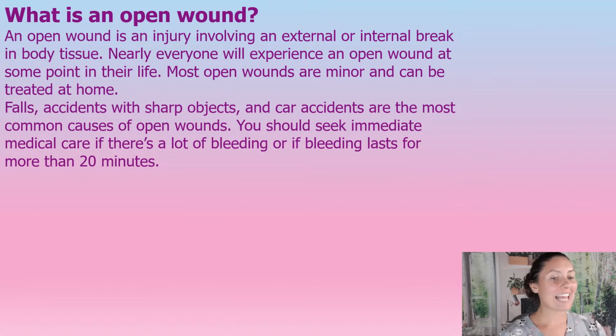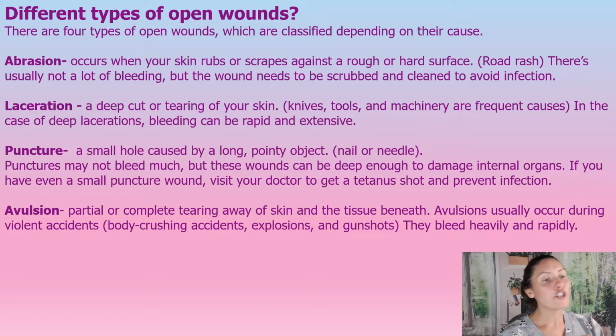So what is an open wound? An open wound is an injury involving the external or internal break of the body tissue. Nearly everyone is going to experience this at some point in their life. Most open wounds are minor and can be treated at home. But falls, accidents with sharp objects, and car accidents are the most common causes of open wounds. And if there is a lot of bleeding or bleeding lasts more than 20 minutes, you should be seeking medical attention. There are 4 different types of open wounds.